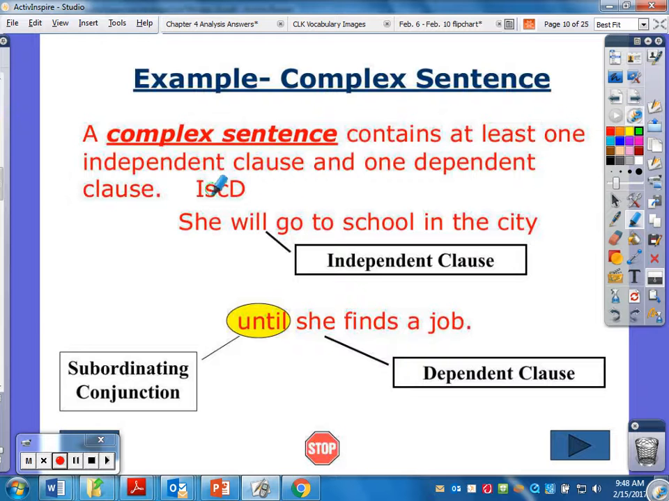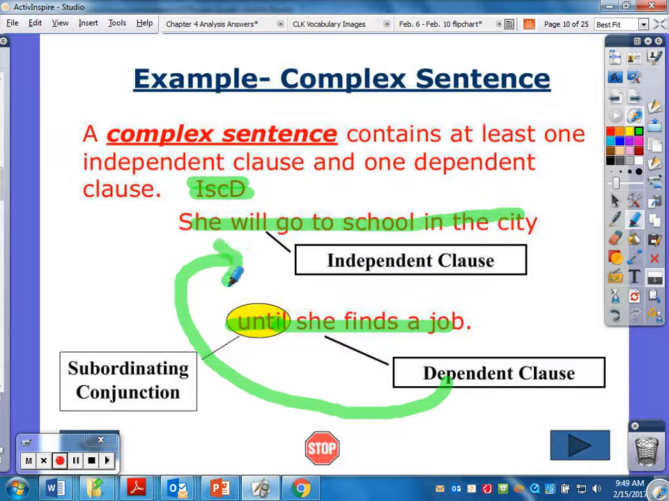A common complex sentence formula is IC SC D, standing for independent clause and then the dependent clause. Now the reason we put SC right here is so that you can remember that a dependent clause always begins with your subordinating conjunction. Notice that there's no comma in this sentence formula. She will go to school in the city until she finds a job. This dependent clause is depending on the independent clause in order to make sense.